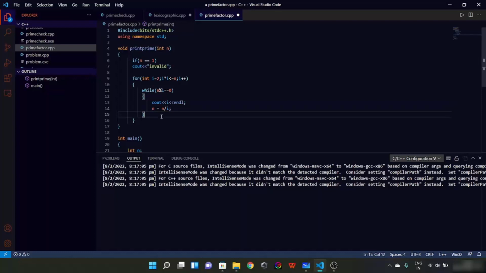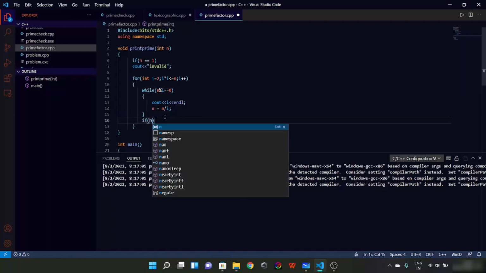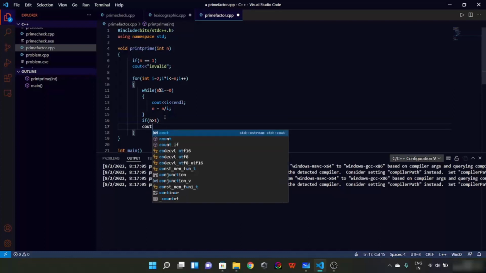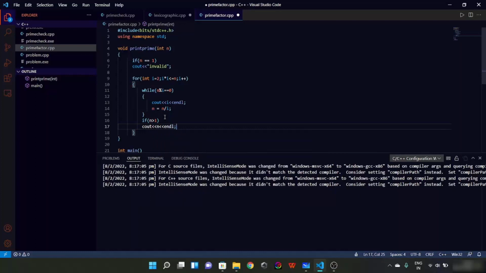Now suppose n is 13, a prime number. What would be the prime factors of a prime number? The number itself, right? So for that, we'll simply use an if condition. If n is greater than 1, we are simply going to cout n. Alright. Now, if you are having a little bit of confusion about this thing, I'll make it clear to you.